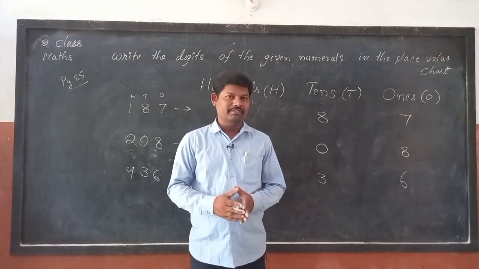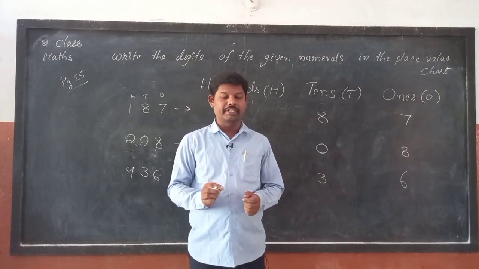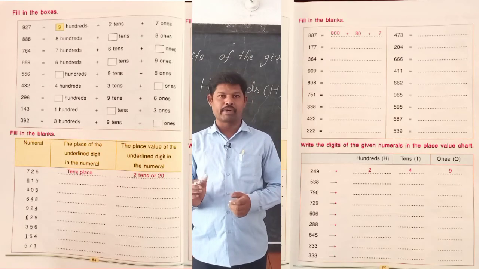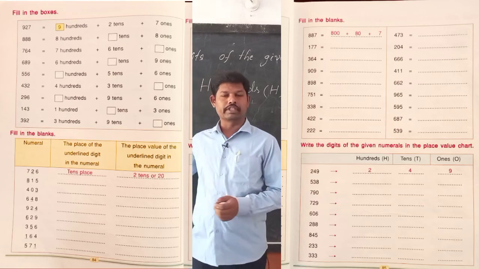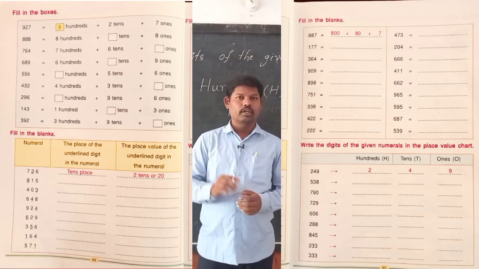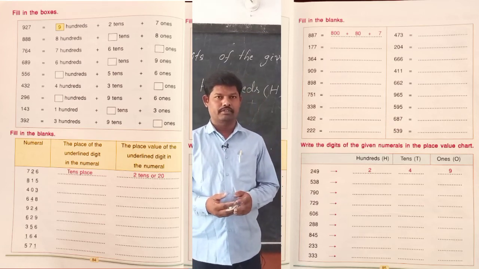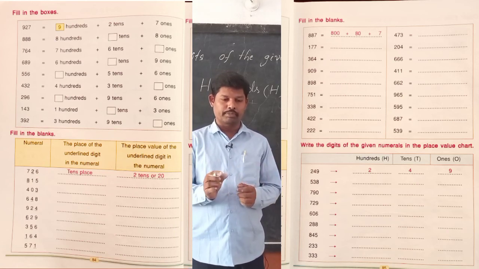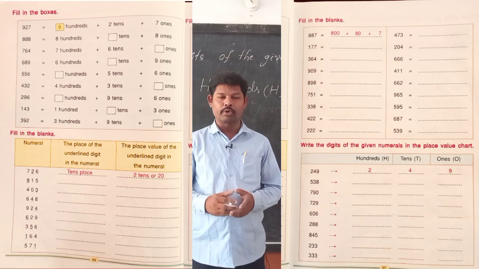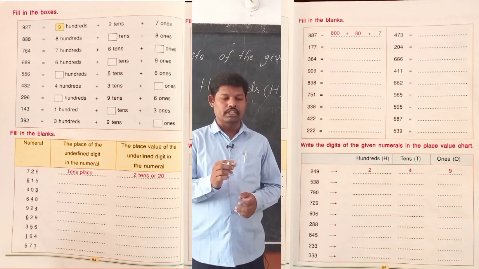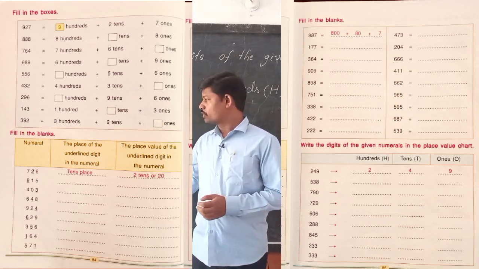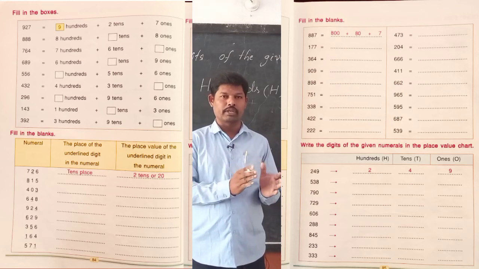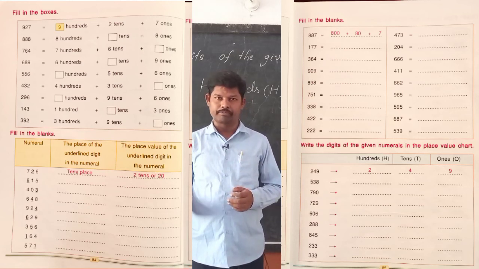So my dear children, page number 84 and page number 85. I have explained some examples, the different numbers. For your practice, for your understanding, whether you understood or not, some more numbers are given. Just by observing this, you fill in the blanks on page number 84 and 85.